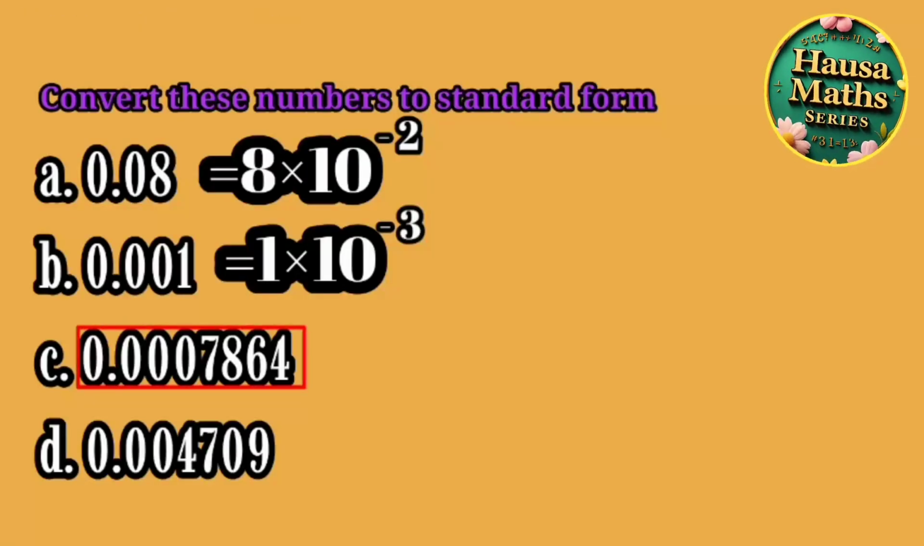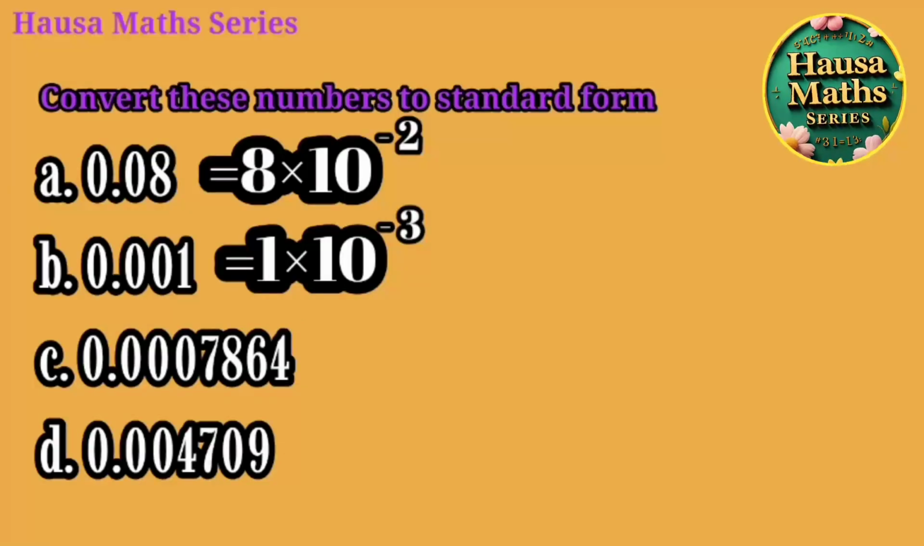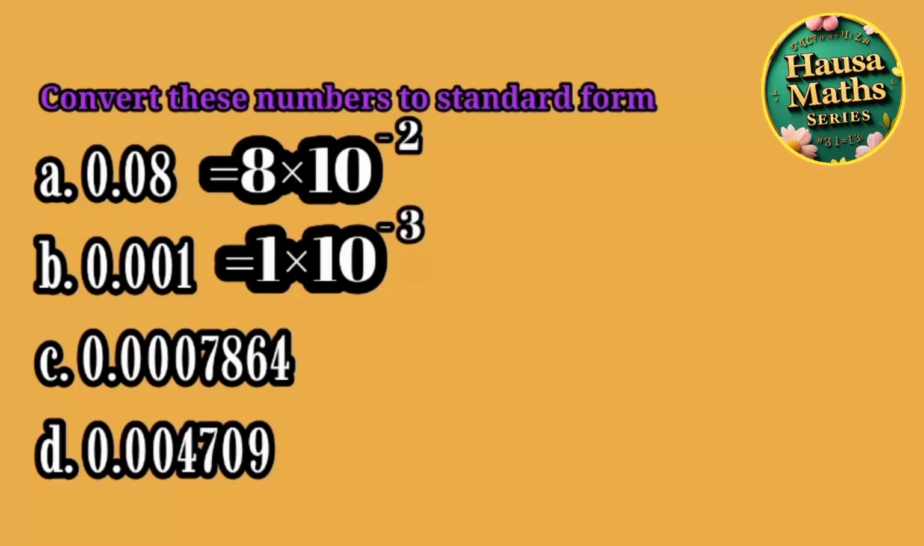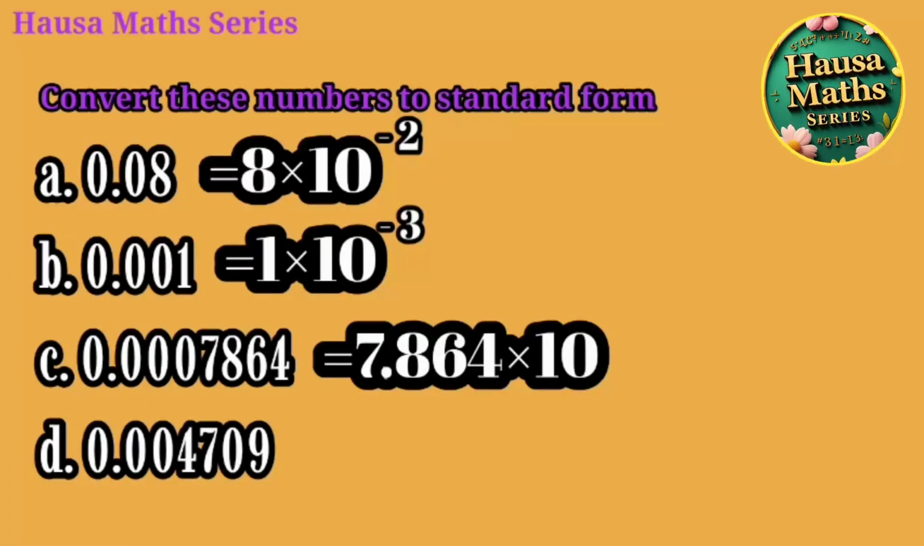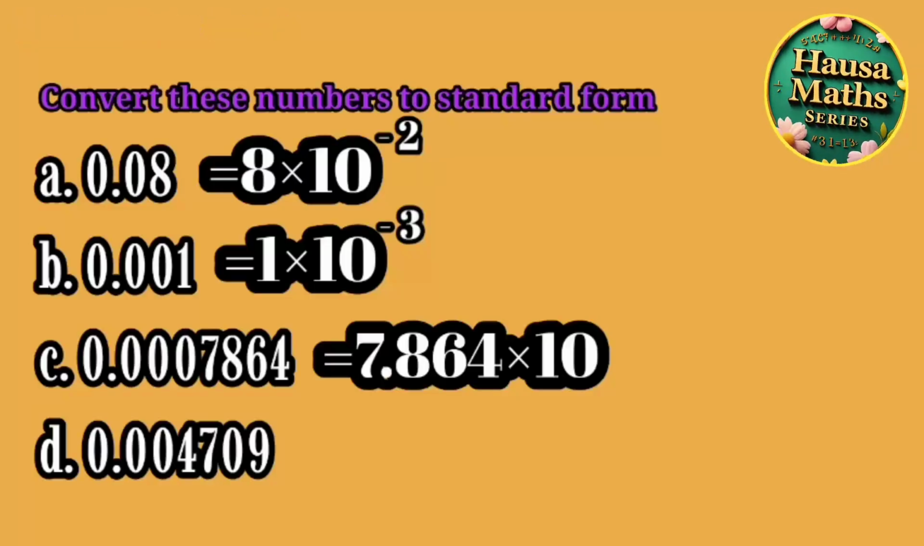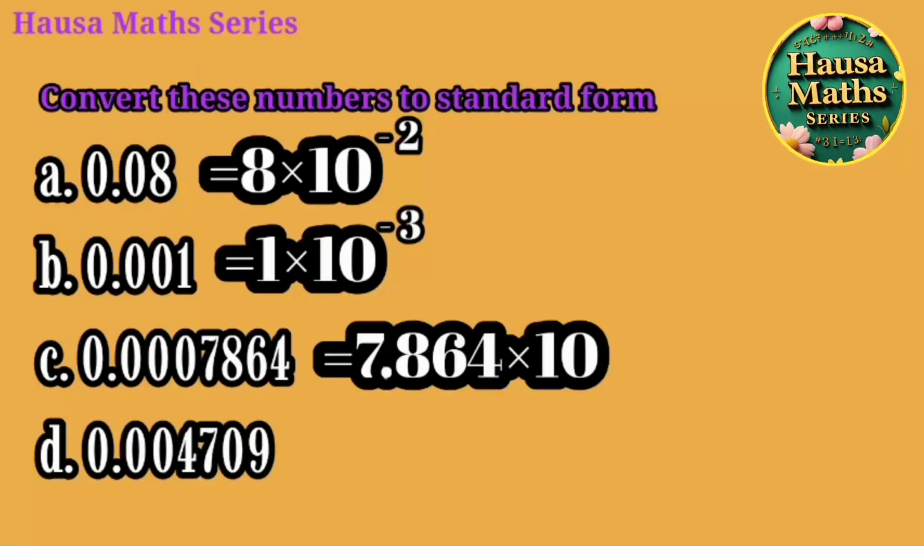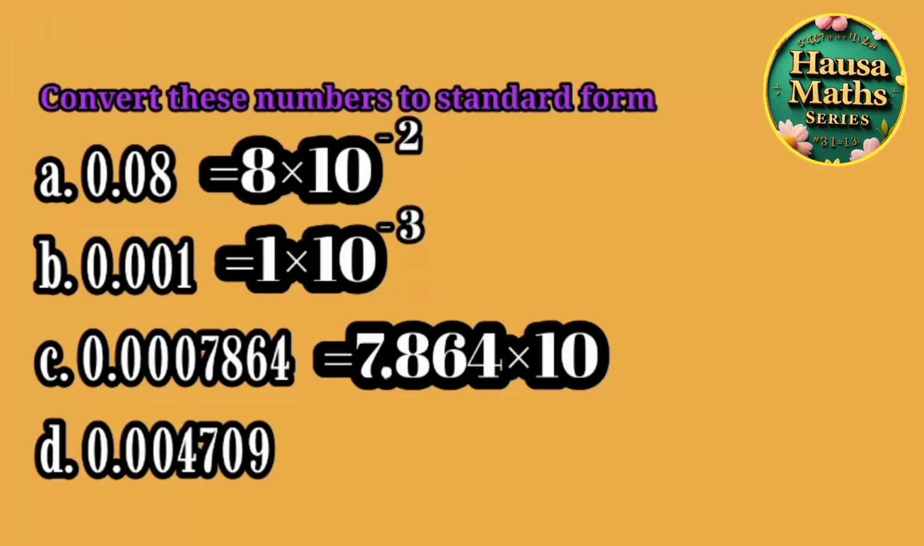Then C, we have 0.0007864. We take this decimal point and put it after the first significant number, which is 7. So the result is going to be 7.864 multiplied by 10. The power of 10 is found by counting how many numbers the point crosses. We have 0, 0, 0, 7, so 4 numbers. Therefore the power of 10 is -4. So the standard form of this is 7.864 multiplied by 10 raised to the power -4.